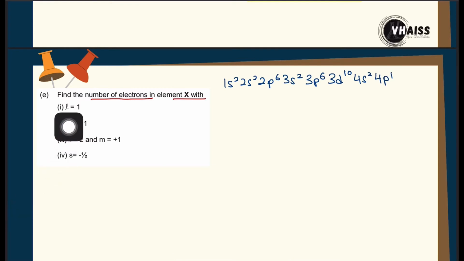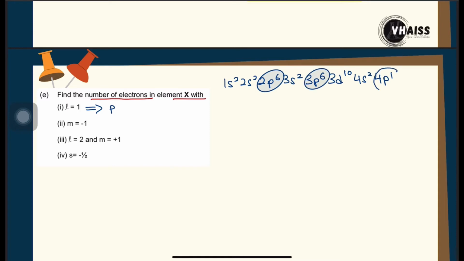Now, for the first part, L value equals to 1. L value equals to 1 indicates that it is the p orbital. So all we have to do is focus on all the p orbitals present and total up the electrons. So what we have is 2p orbital, 3p orbital and a 4p orbital. So the total number of electrons from the p orbitals would be 6 plus 6 plus 1. That would give us 13 electrons.